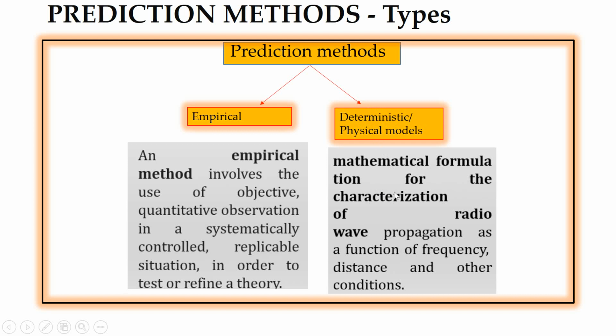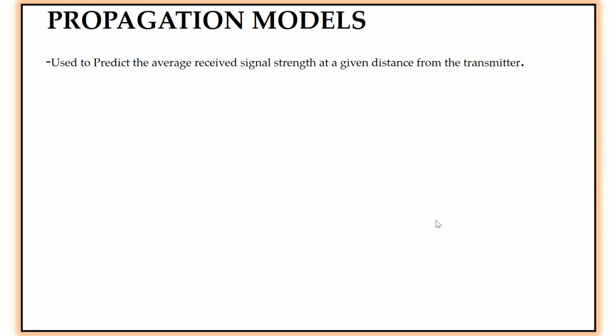Well, actually what we want to do is predict the path loss, right? So you're going to get the received signal. For the signal you're going to write some formulas, and with the help of the formulas you're going to predict the values. So that method is the deterministic method. And the propagation model, I already told you, is used to predict the average received signal strength at a given distance from the transmitter.